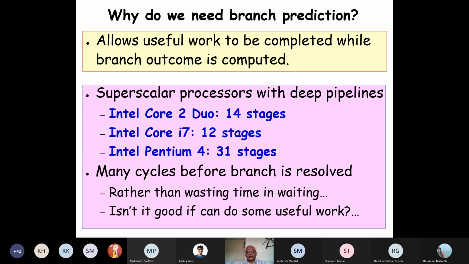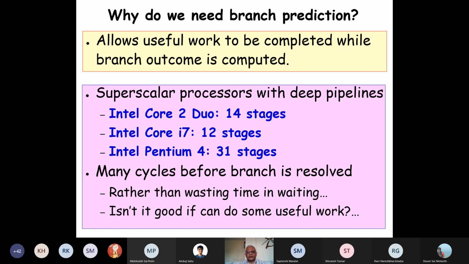Branch prediction is necessary for the modern pipeline because the pipeline has become deep. For Core 2 Duo, it is 14 stages. For Intel Core i7, which we are using in our laptops and desktops, 12 stages. And for some time, the predecessor of i7, the Pentium processor, had 31 stages. For some reason, the number of stages has reduced, but that's a discussion for a higher level course. We will not discuss why the stages reduced, but then again the stages are now increasing.